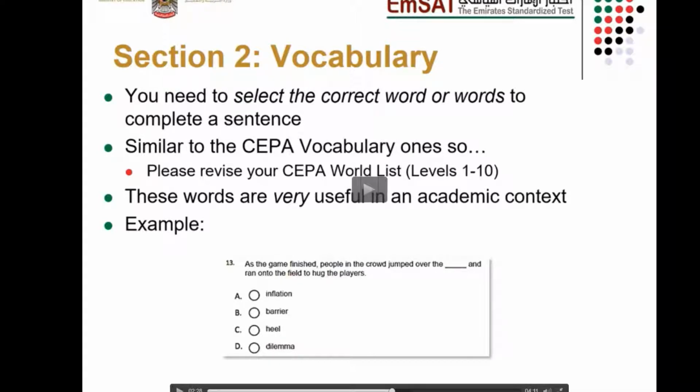What's that? What do you call it? In Arabic, we call it حاجز. Yes. Which one has this meaning? Jump over what?